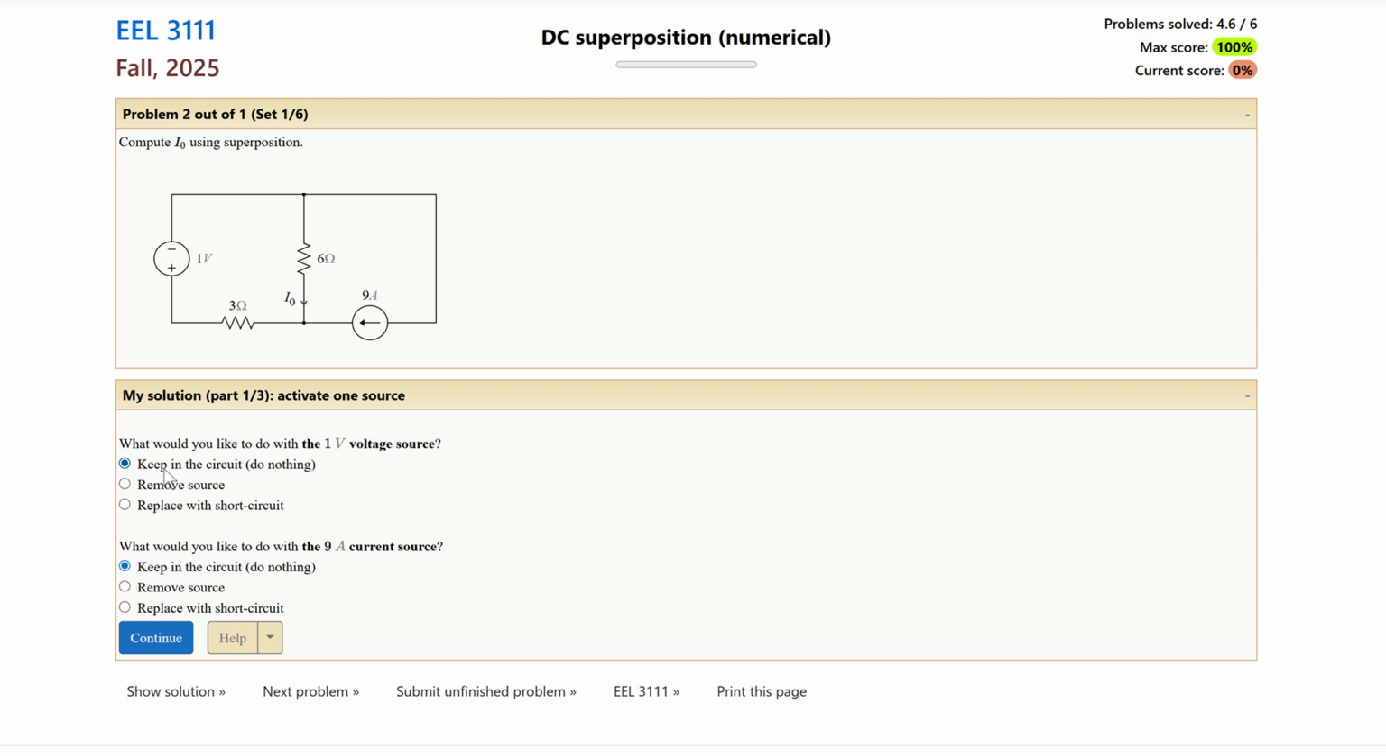So what we're going to do is keep this voltage source here, and we're going to remove the current source. Remember, we want to remove current sources. If we ever remove a voltage source, we're going to replace it with a short circuit. So since we're keeping the voltage and we're removing the current source, we're going to remove the source.